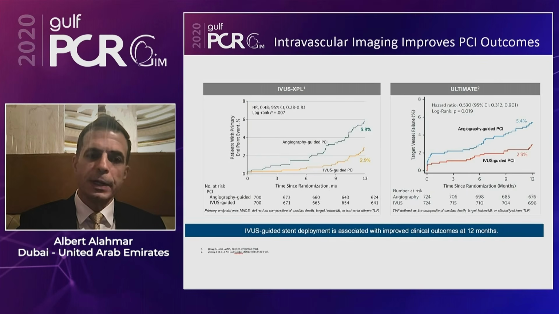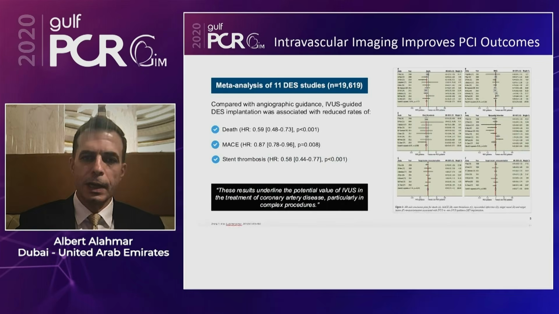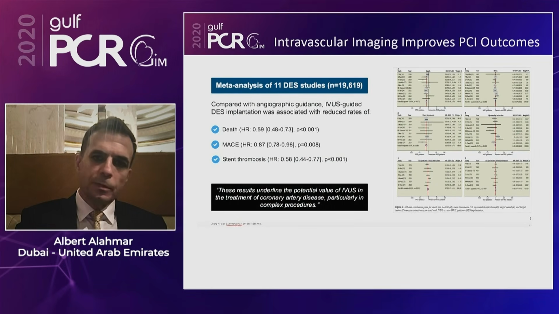Yet, I'm surprised, and you go to any meetings in the world, you do see the number of people using intravascular ultrasound is still a small proportion. You've seen this large meta-analysis from 11 drug-eluting stent studies showing the benefit in terms of mortality and MACE in stent thrombosis.